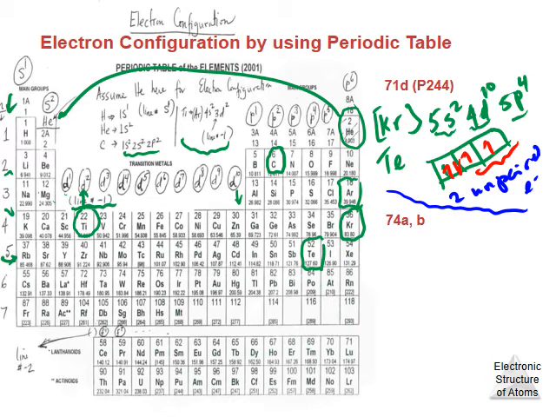Now we're going to do 74A, and then if we have a space, we'll do 74B. Here, the electron configuration represents excited states. So identify the element and write down the ground state electron configuration. So let's first write down 74A, which is 1s2, 2s2, 3p2, and 4p1.